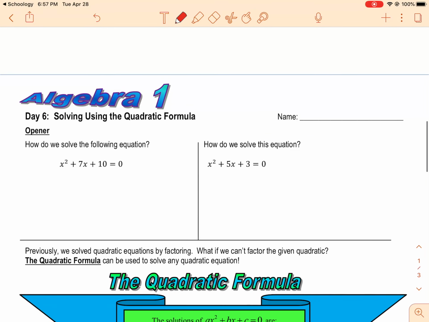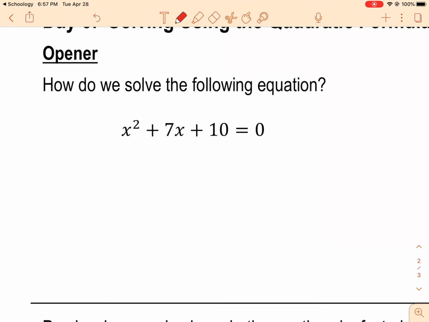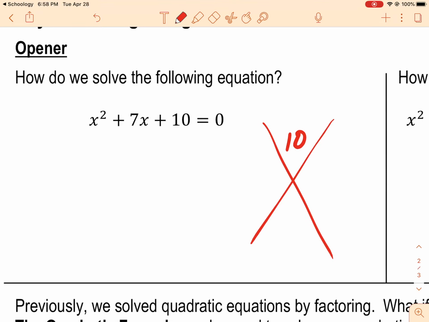So looking at the notes, before we get into the actual quadratic formula, take a look at the opener. How would we solve this problem? We want to find the x-intercepts or the zeros, our solutions. In a perfect world, we're going to be able to factor. So two numbers that multiply together to be 10 that add up to be 7. We luck out, and that's going to be 5 and 2. And those are going to be each over x.